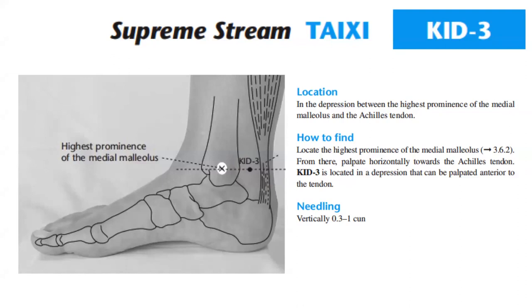From there, palpate horizontally towards the Achilles tendon. Kidney 3 is located in a depression that can be palpated anterior to the tendon. Needling: vertically 0.3 to 1 cun.